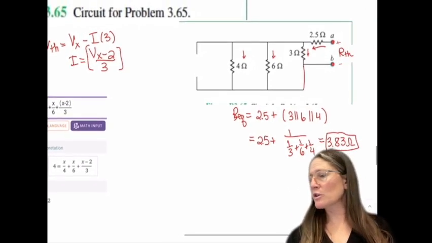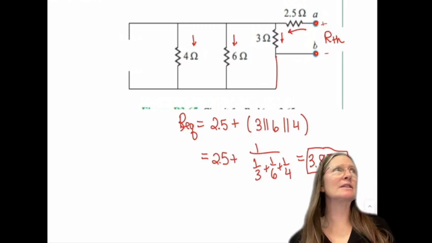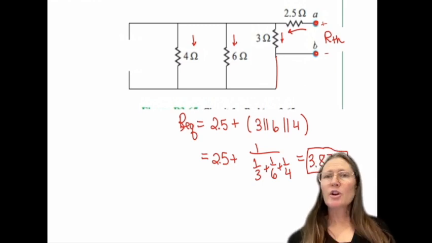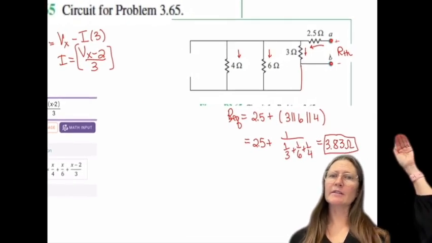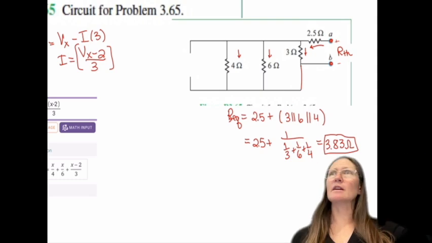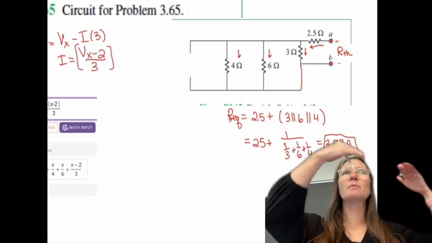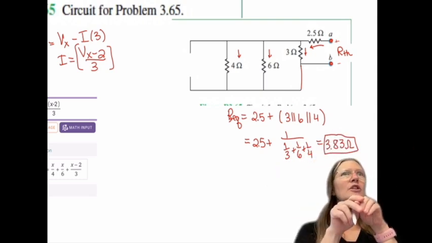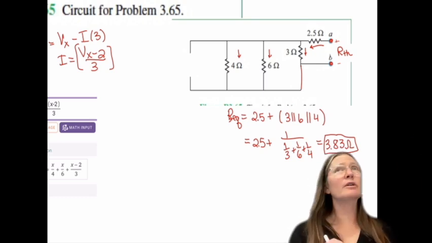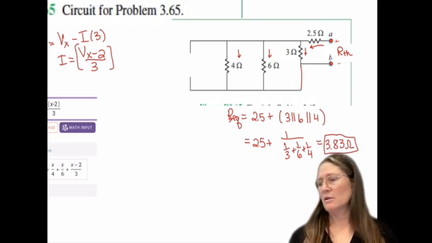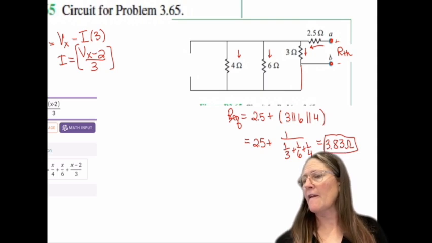Okay, for the Thevenin resistance, your pathway goes through the 2.5 ohm, and then it splits. It goes 3, 6, and 4. So you have 3 different pathways, then they converge at the bottom. So 4 is in parallel with 6, is in parallel with 3. Give you a second to look at that.